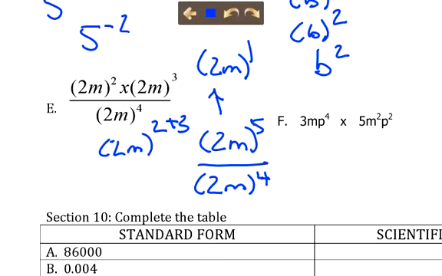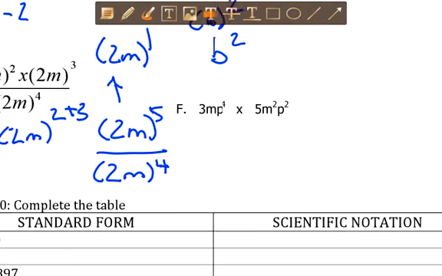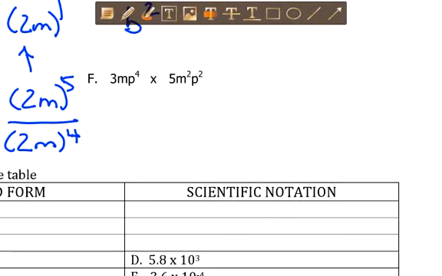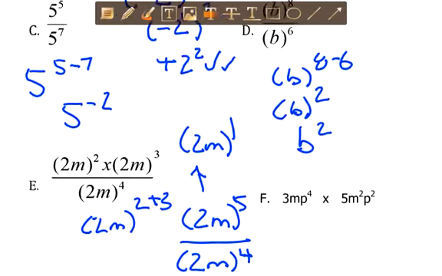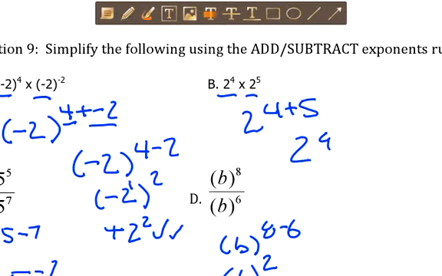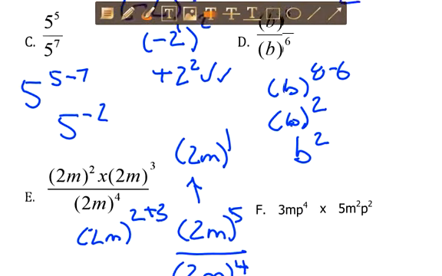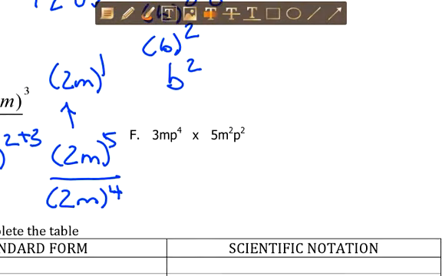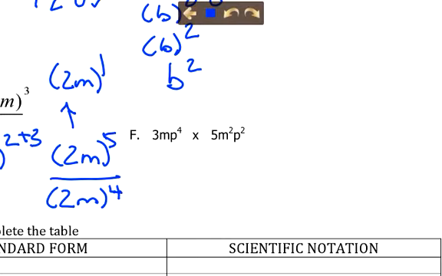For F is a little different, and the reason why F is a little different is in all of these here, all of them have the same base. Like you had the -2, you had the 2, you had the 5, the B, and the 2m. Here, it's a little different, and the reason it's different is the m's are the same, the p's are the same, but the 3 and the 5 are not the same, and they're just written as regular numbers.